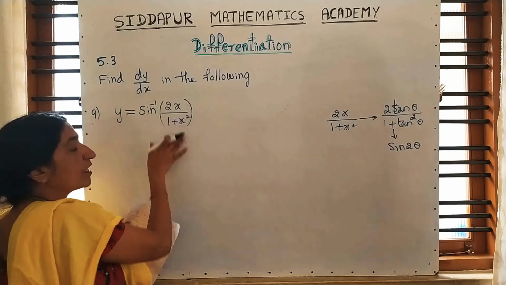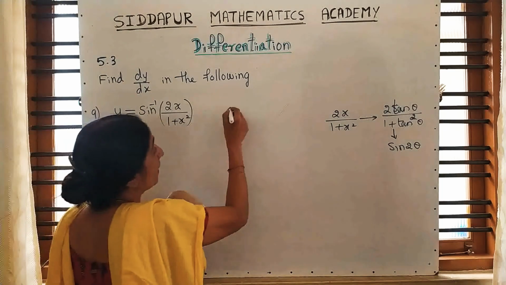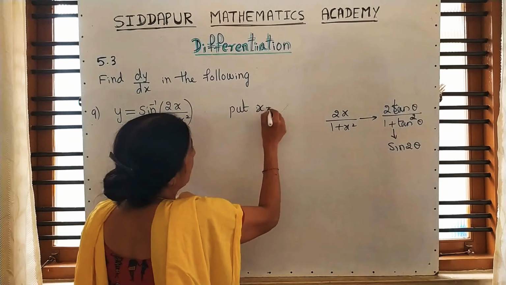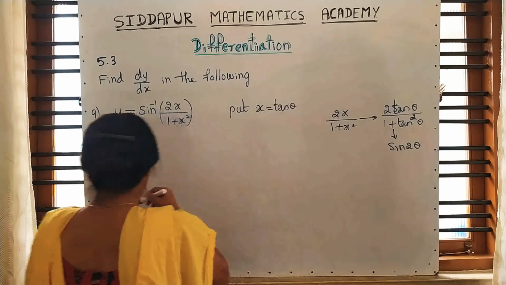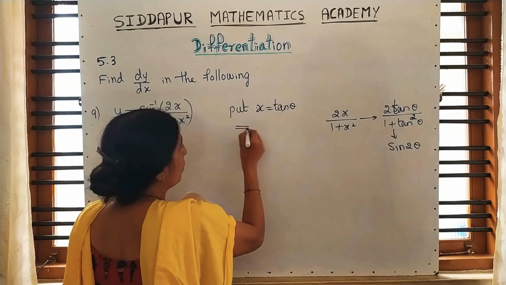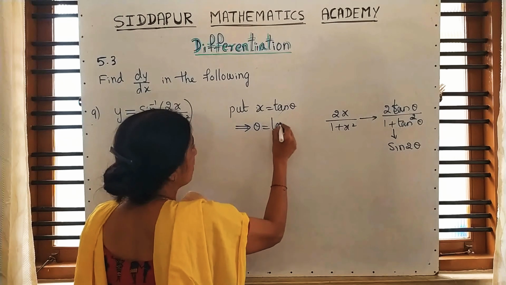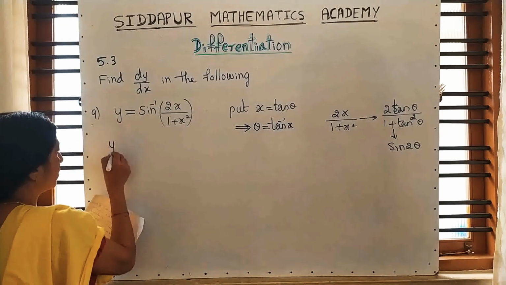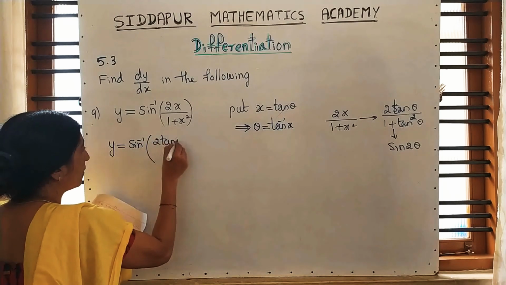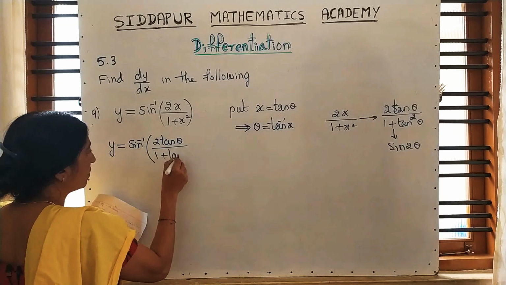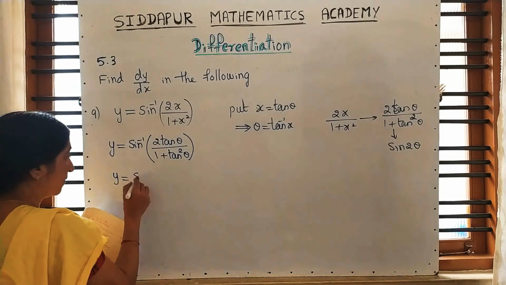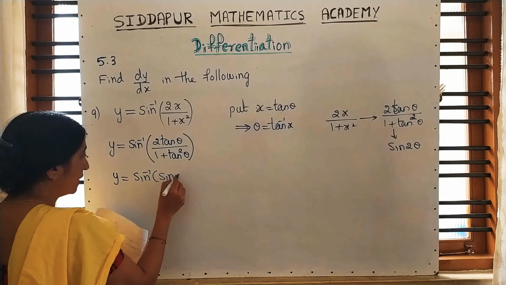That means here we are not differentiating directly. We are going for the method of substitution. So put x is equal to what? I gave the complete solution there. If you write x as tan theta, then only we will get the formula. If you take tan on this side, what are you getting? Theta is tan inverse x. So y is equal to sin inverse 2 tan theta upon 1 plus tan square theta. Still, we have not differentiated. Sin inverse of sin 2 theta.